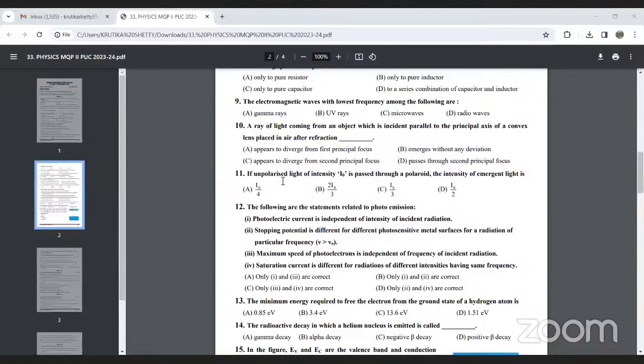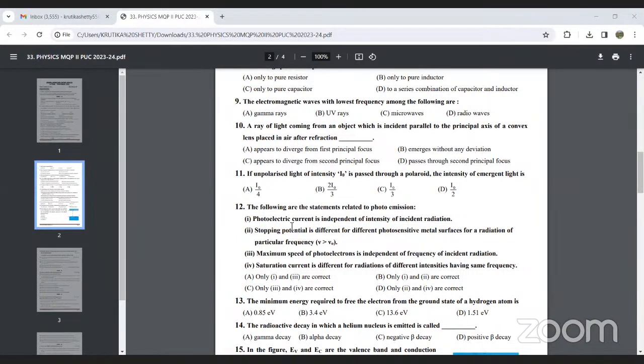Go for the 11th question. If unpolarized light of intensity I naught is passed through a polaroid, the intensity of emergent light is: I naught by 4, 2 I naught by 3, I naught by 3, I naught by 2. Yes, it is I naught by 2. Option D is the correct answer. So go for the next question.